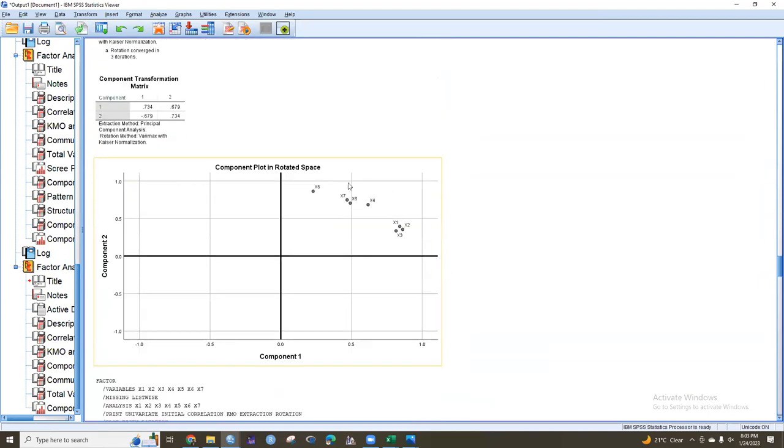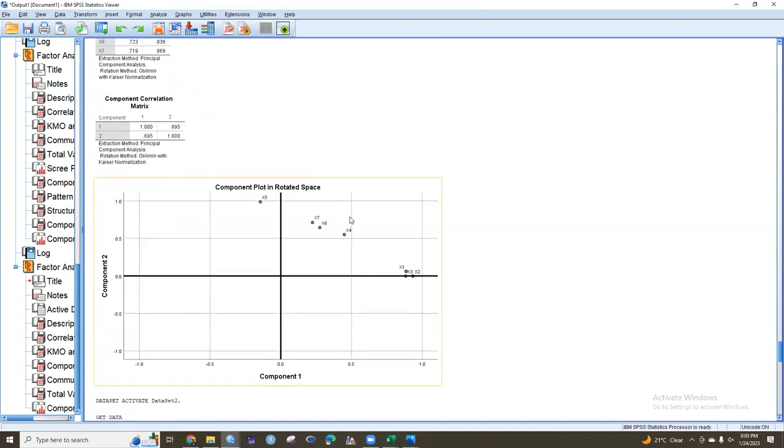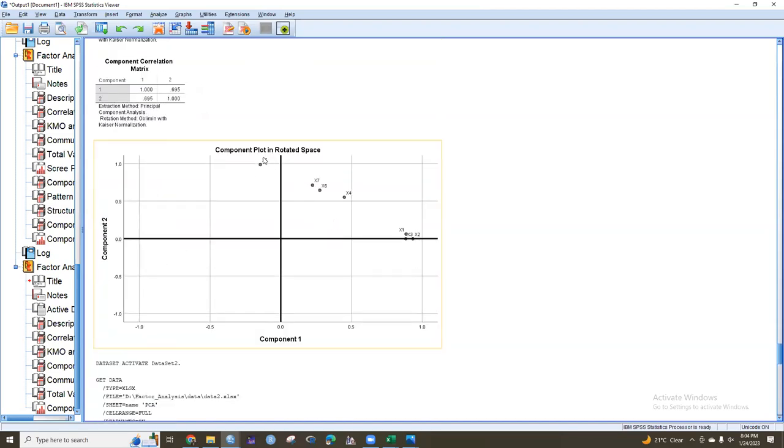In the factor rotation, it is again at a very far distance. Then I did the oblique rotation also, and in the oblique rotation, it moves a bit further away. So yes, you can say that this X5 is a different factor. What is the name of that factor? That has to be decided.